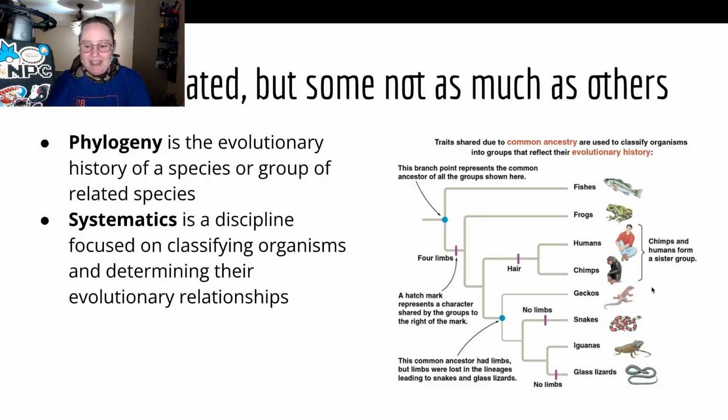Anyway, systematics is a discipline focused on classifying organisms and determining their evolutionary relationships. So, looking at humans and chimps, we're pretty much 2% away from each other, 98% the same genetics, but they're not our direct relatives. If we had another hominid group running around, they'd be way more related to us than the chimpanzees.